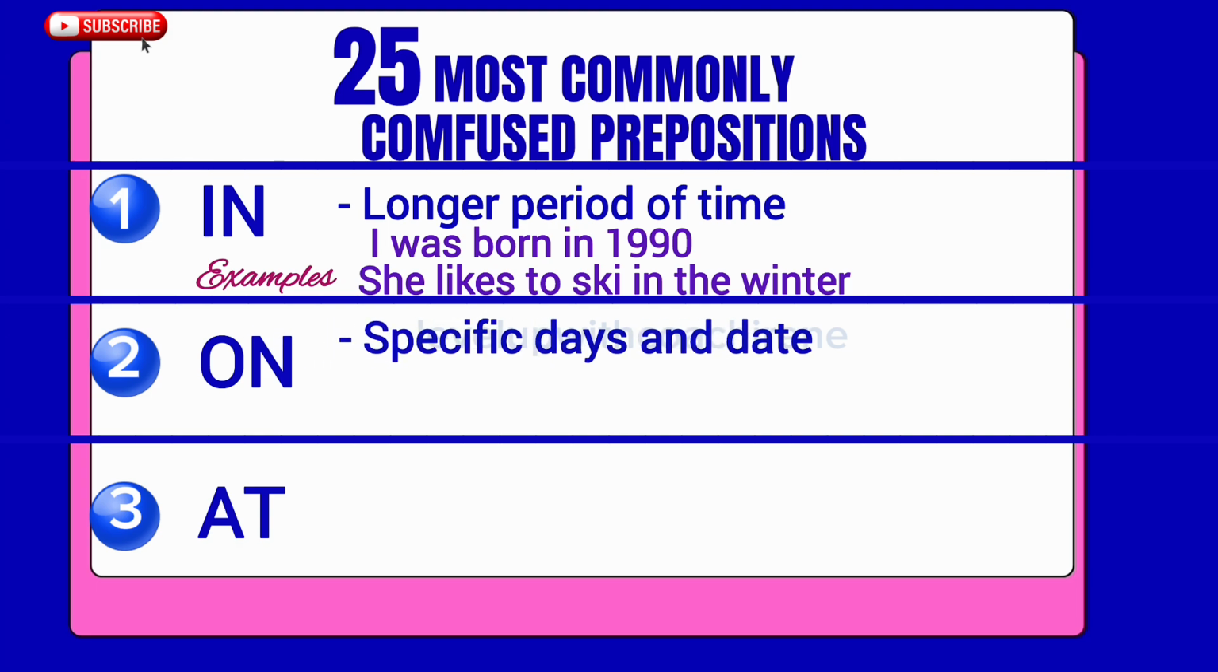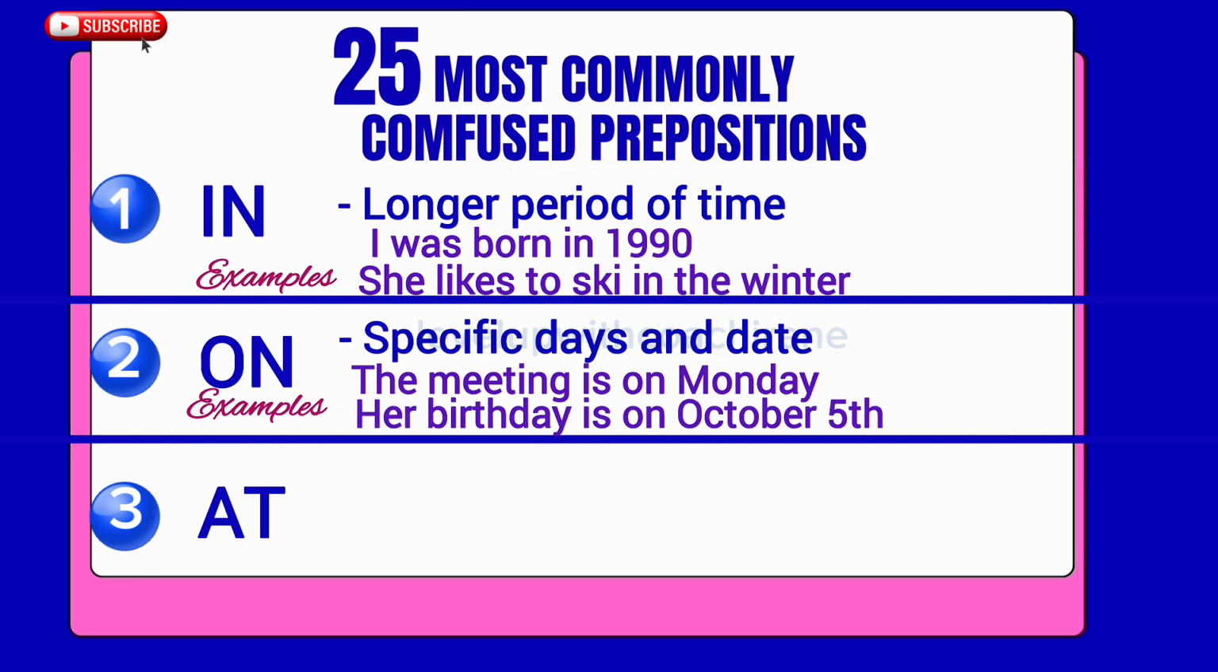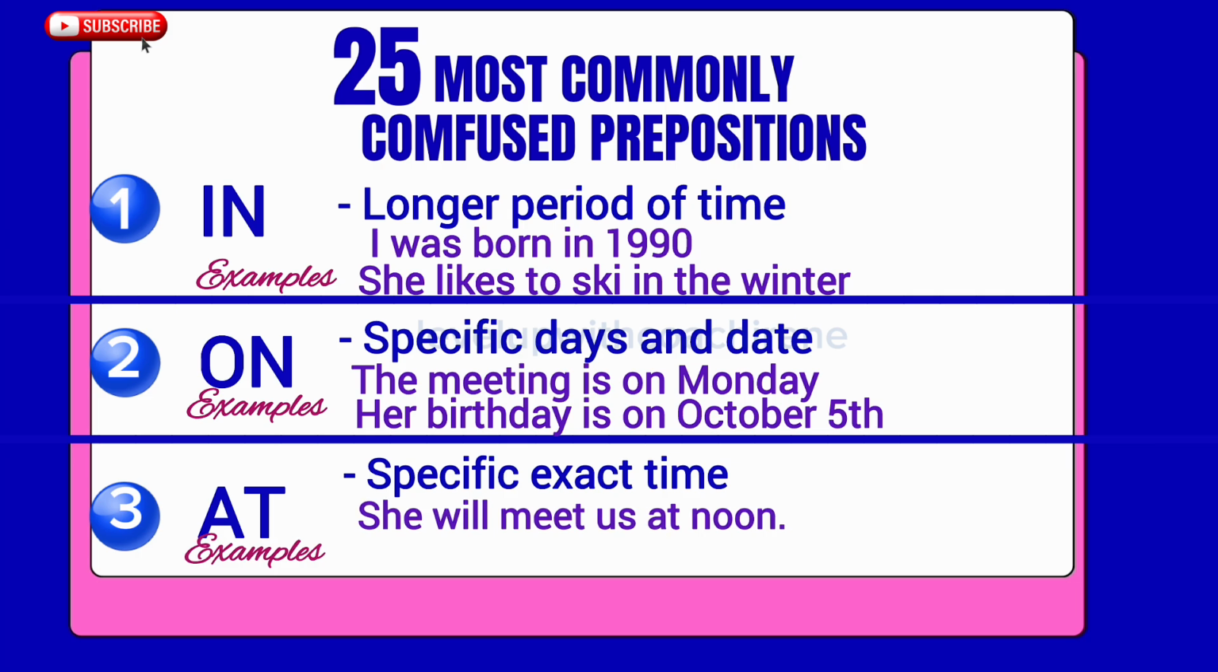Whilst on is used for specific days and dates, such as days of the week or particular calendar days. The meeting is on Monday. Her birthday is on October 5th. Lastly, at is used for precise times, for specific exact times. It includes hours, minutes, or precise moments. For example, she will meet us at noon. The train leaves at 6 p.m. These prepositions help to pinpoint location and time at different levels of specificity.